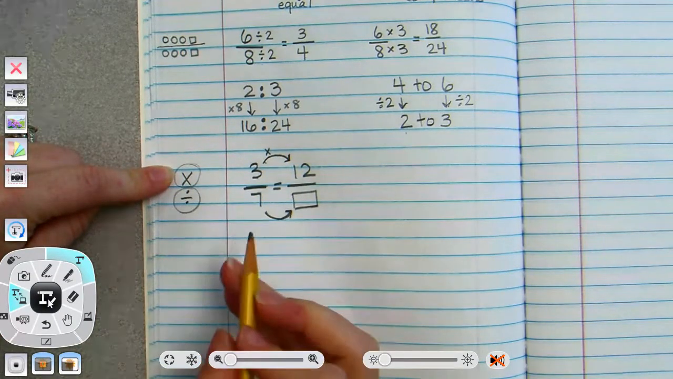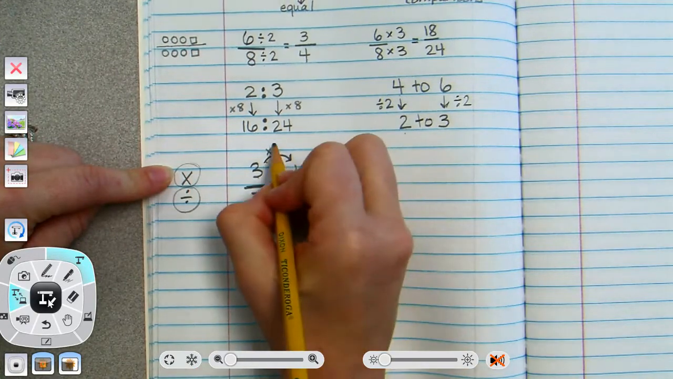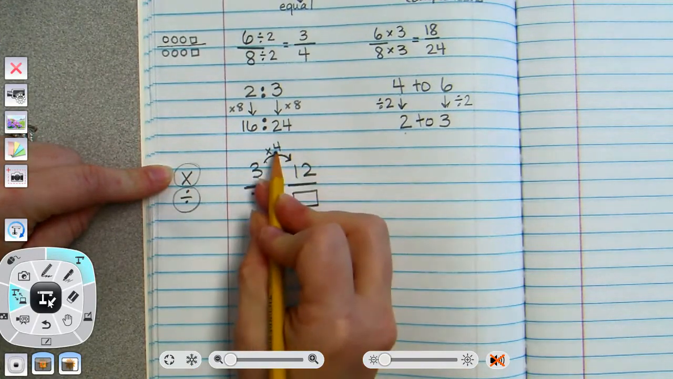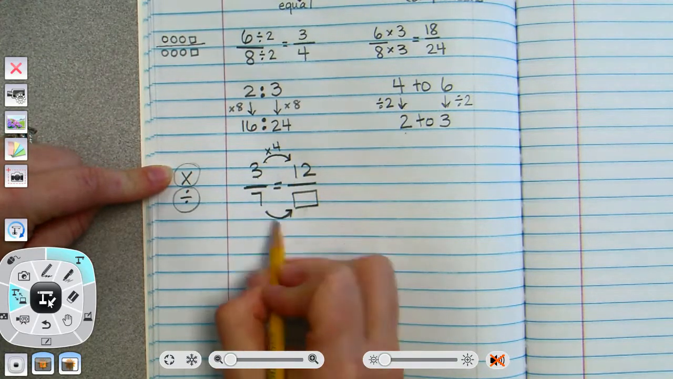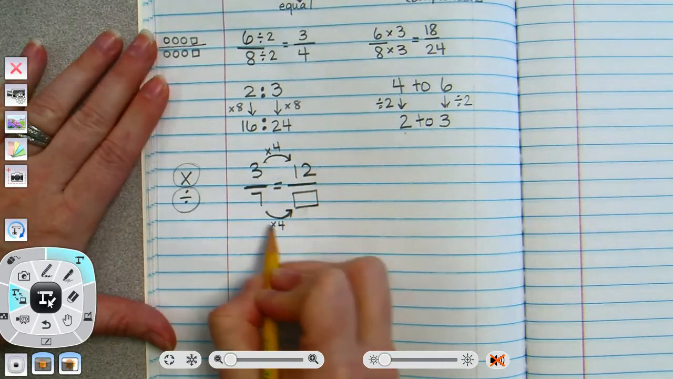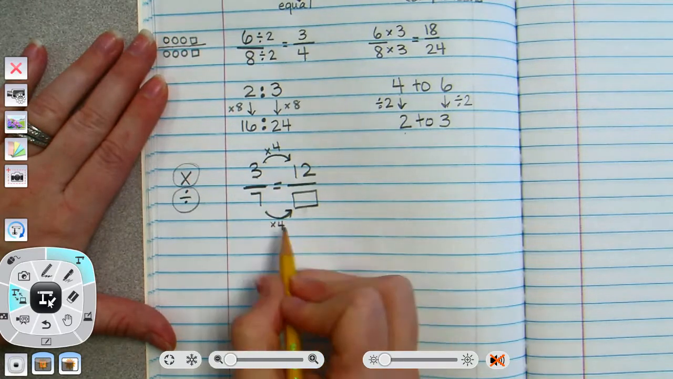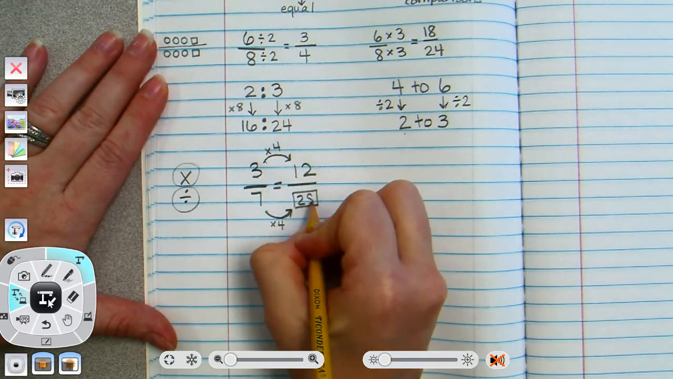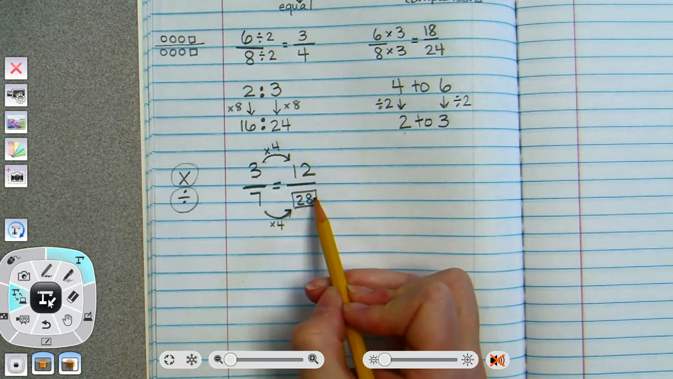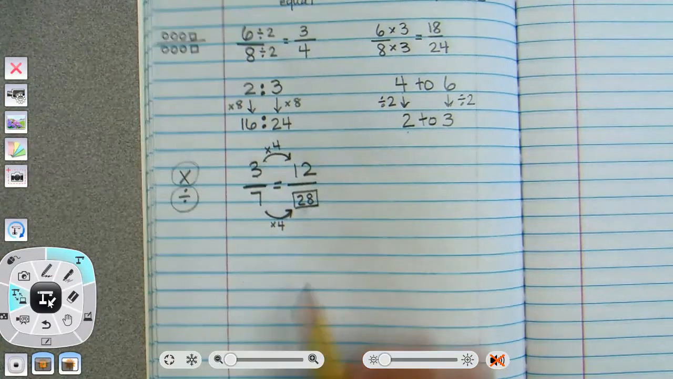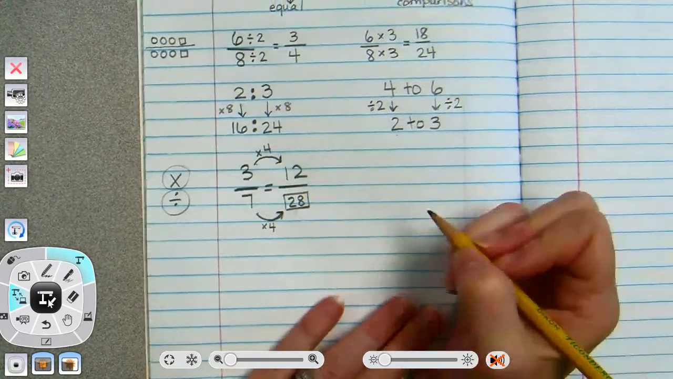3 times what equals 12? Well, I know my math facts say that 3 times 4 equals 12. Now, if I did 3 times 4 up top, I need to do 7 times 4 on the bottom to keep it equivalent. 7 times 4 is 28. So if I spent $12 at the store, I'd be able to buy 28 books. Let's try one more of these.